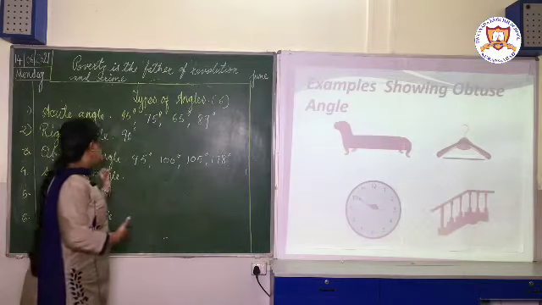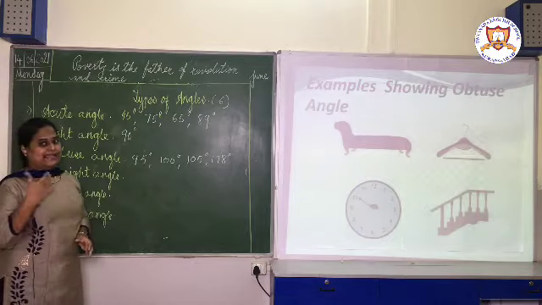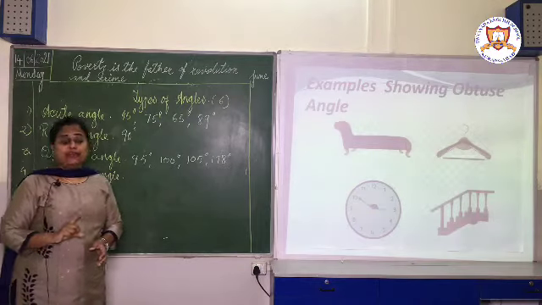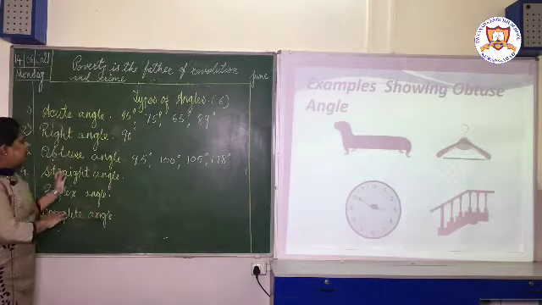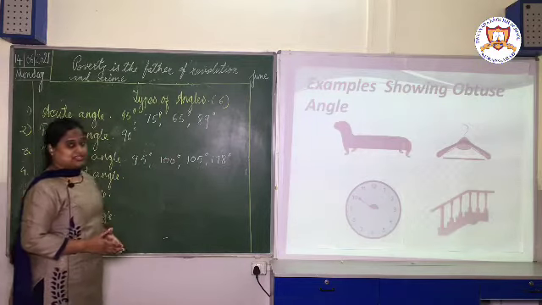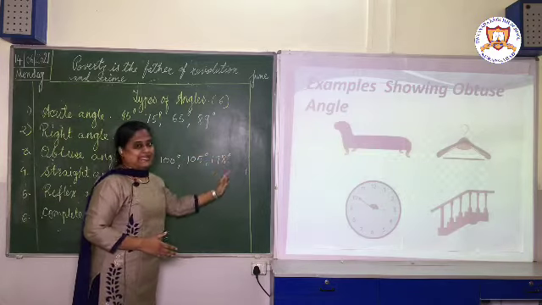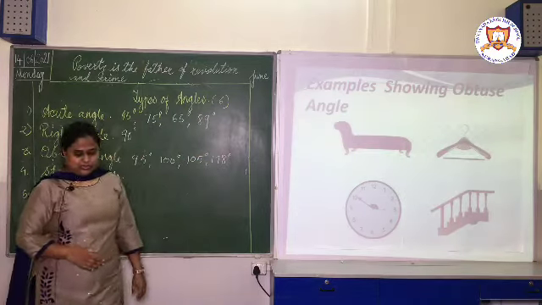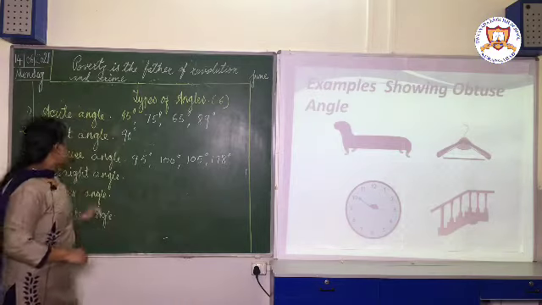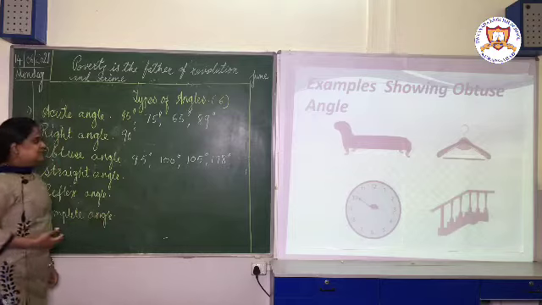So obtuse angle means what? The angle whose measure is greater than 90 degrees but less than 180 degrees. So for example, 95 degrees is also an obtuse angle, 100 degrees is also an obtuse angle, 105 also, 178 also. This is also an example of an obtuse angle. Okay. Now we'll see our next.